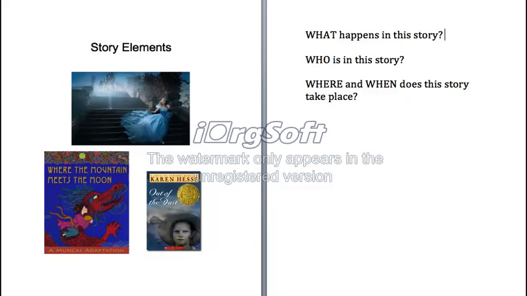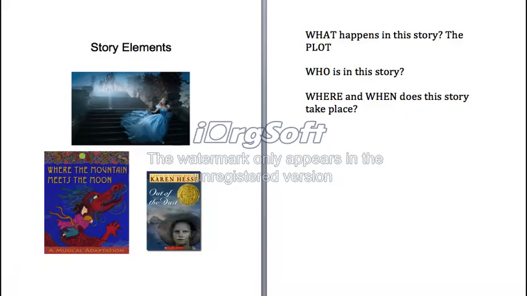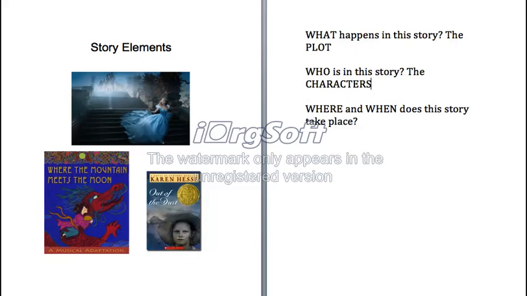So what happens in this story? Does anyone remember what we call this story element? Think to yourself for a second, the plot. Okay, who is in the story? Who are the blank that we see or hear about in the story? Think to yourself, the characters. Okay, next, where and when does this story take place? Think to yourself, what could this be called? The setting.